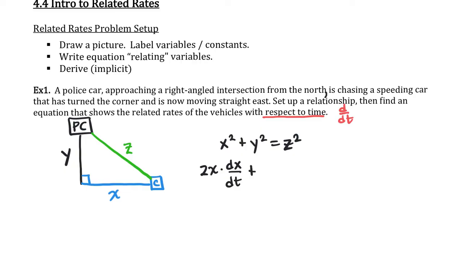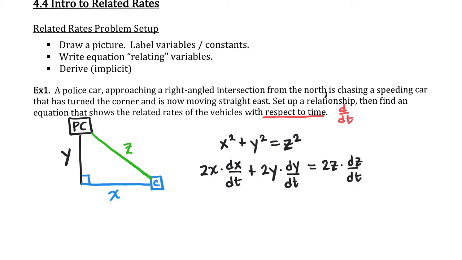Okay, now I'm going to do the derivative of y squared. Derivative of y squared is 2y, but I'm doing the derivative with respect to time, so I'm going to put dy dt. And then derivative of z squared is 2z, and I'm doing the derivative of z with respect to time, which means I have to times it by dz dt. Okay, this is an equation that shows the related rates of the vehicles. If I had the values here, I could plug them in and solve for the missing values, but we're just doing this setup.